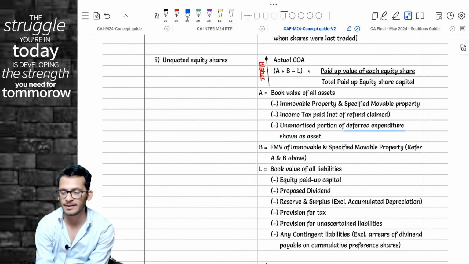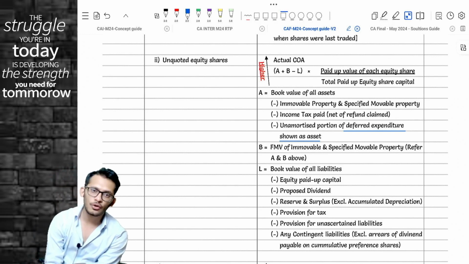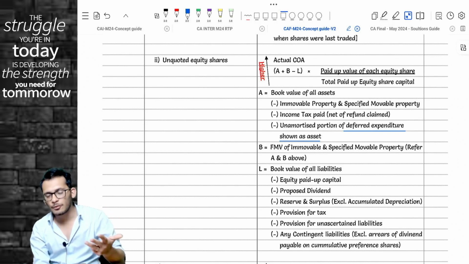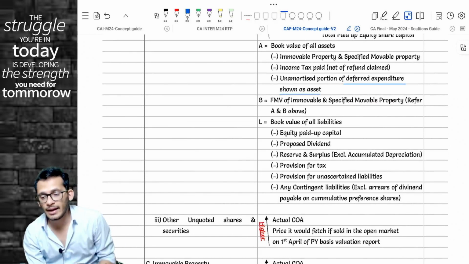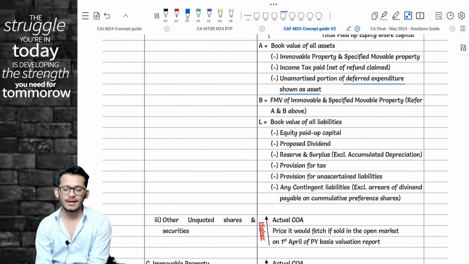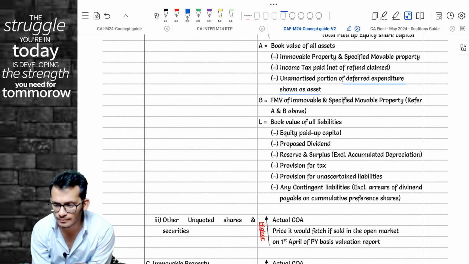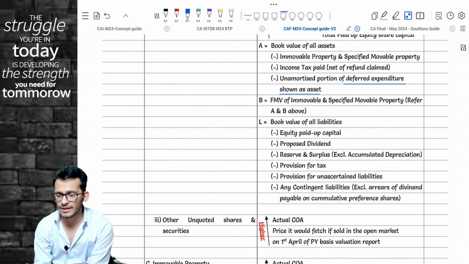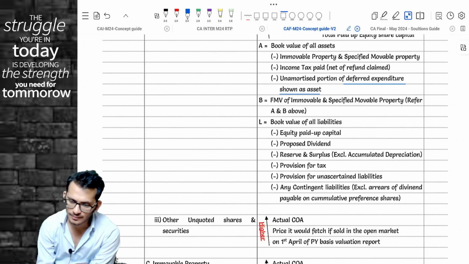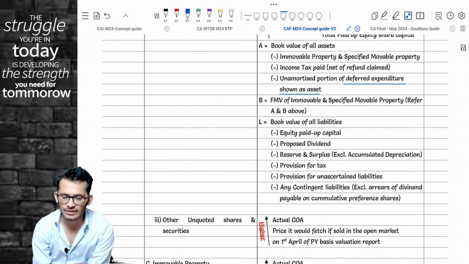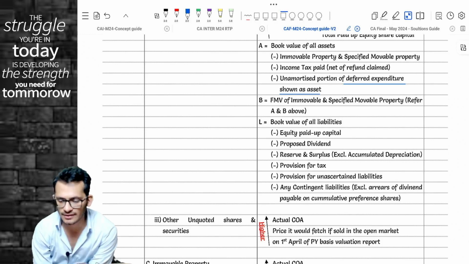On the liability side, what will you do? You'll take everything at book value, but you will reduce any kind of share capital, any kind of reserve and surplus, any kind of proposed dividend, any kind of provision for tax, any kind of unascertained liabilities, or any kind of contingent liabilities. We did the same thing. Yes. Now, Rahul, with this asset minus liability, you will get the net worth of the business. You'll divide it by the number of shares, because you want value per share. This number will be compared with the actual cost of acquisition, whichever is higher. Agreed, not agreed?